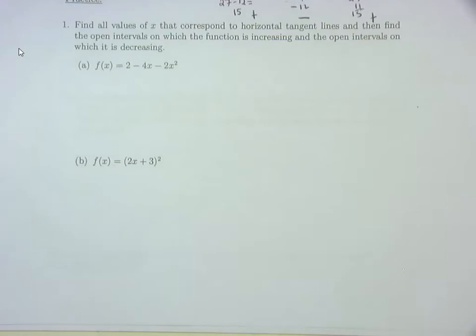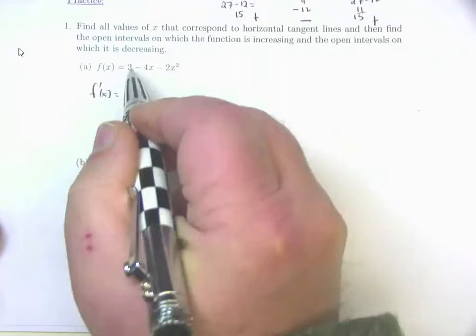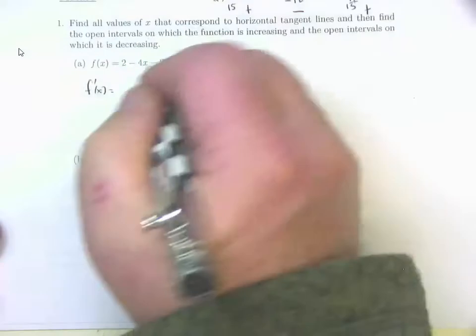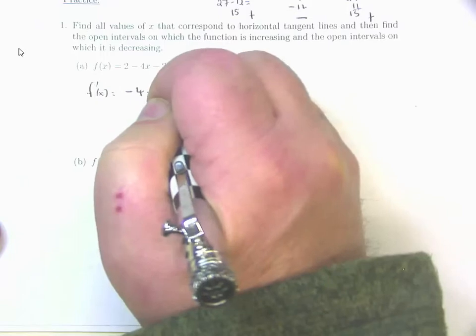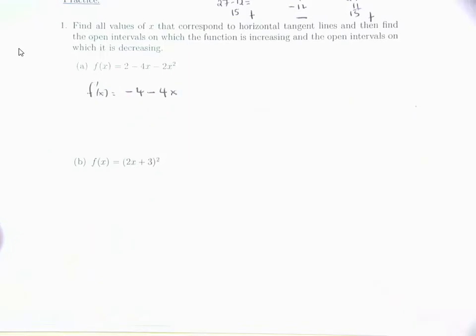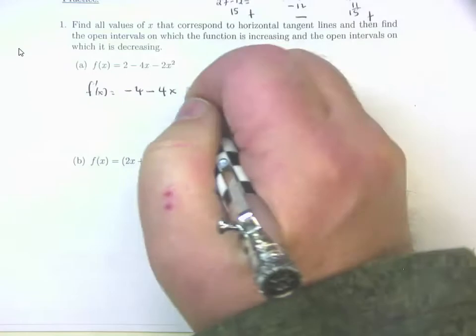first thing you've got to do is take the derivative. Derivative of 2, 0. Derivative of minus 4x is negative 4. Derivative of minus 2x squared is minus 4x. So derivative of 2 minus 4x minus 2x squared is negative 4 minus 4x. Does that make sense? Okay, the next thing I'm going to do is find my 0 points. That'll be the numbers I put on my number line. So I'm going to set my derivative equal to 0.